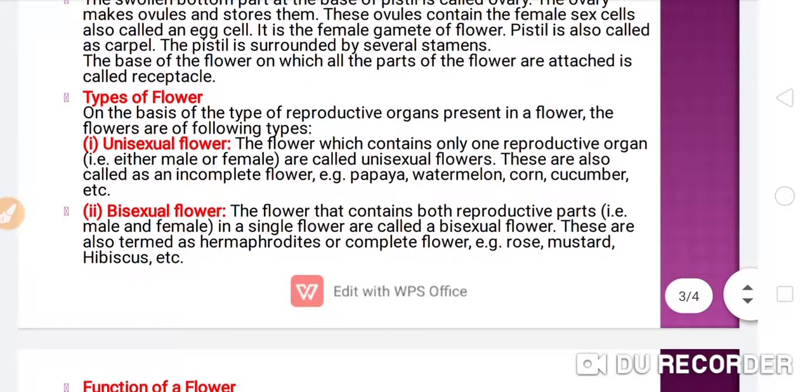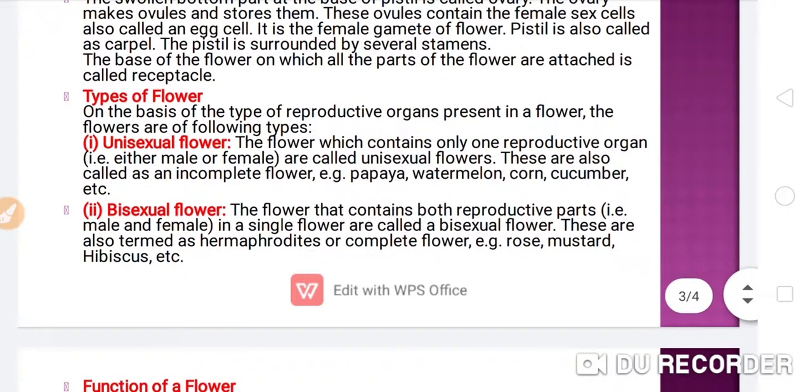Now bisexual flowers. The flowers that contain both reproductive parts, male and female, in a single flower are called bisexual flowers. These are also known as hermaphrodite or complete flowers. For example, rose, mustard, hibiscus, etc. So these are examples of bisexual flowers.